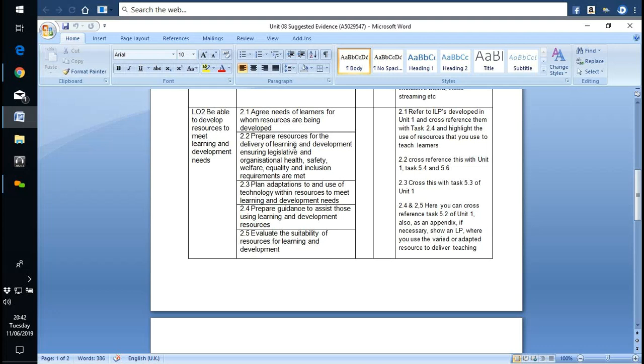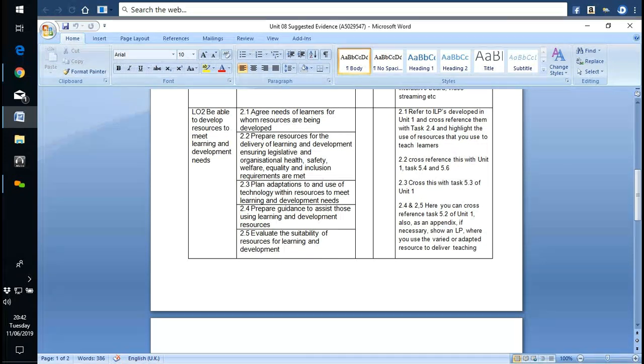2.2, prepare resources for the delivery of learning and development, ensuring legislative, organisational health, safety and welfare, equality and inclusion requirements are met. It's a big mouthful. Cross-reference this with Unit 1, Task 5.4 and 5.6. But again, always read what you've written, see if it covers it, and make sure it covers the actual AC on here. Most of the time, if I put a definite cross-reference in, it may need just a little bit more. Depending on what you need to add, add paragraphs in, do that.